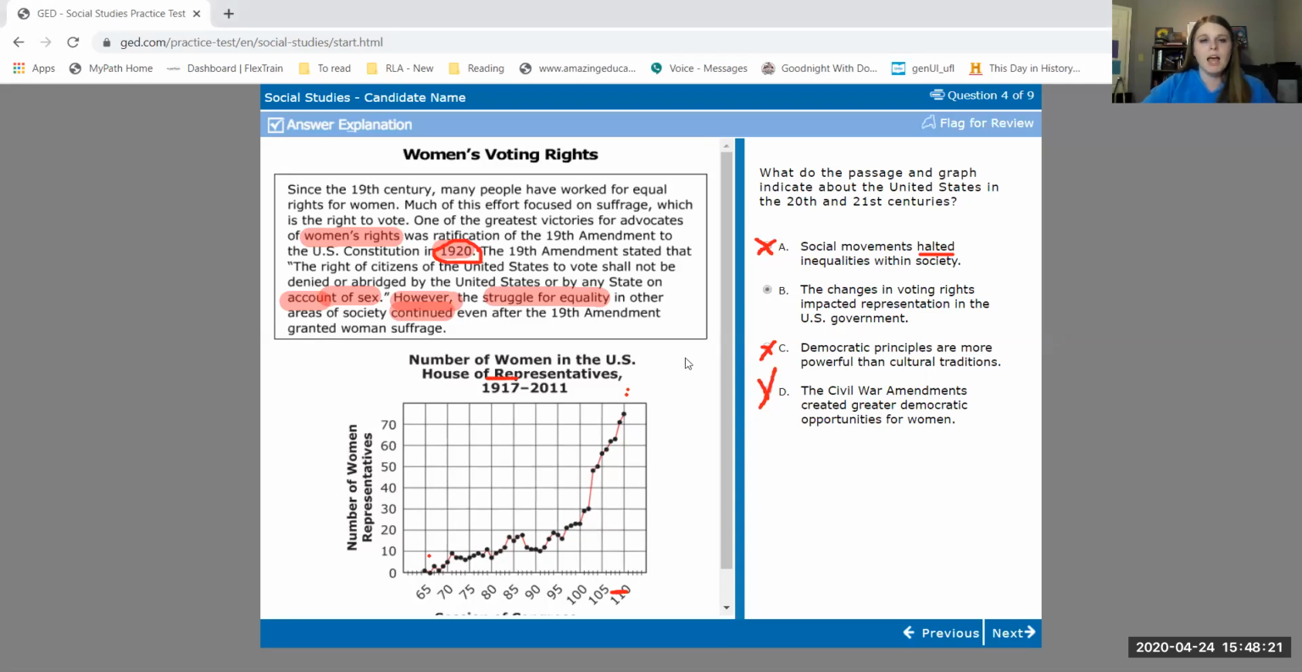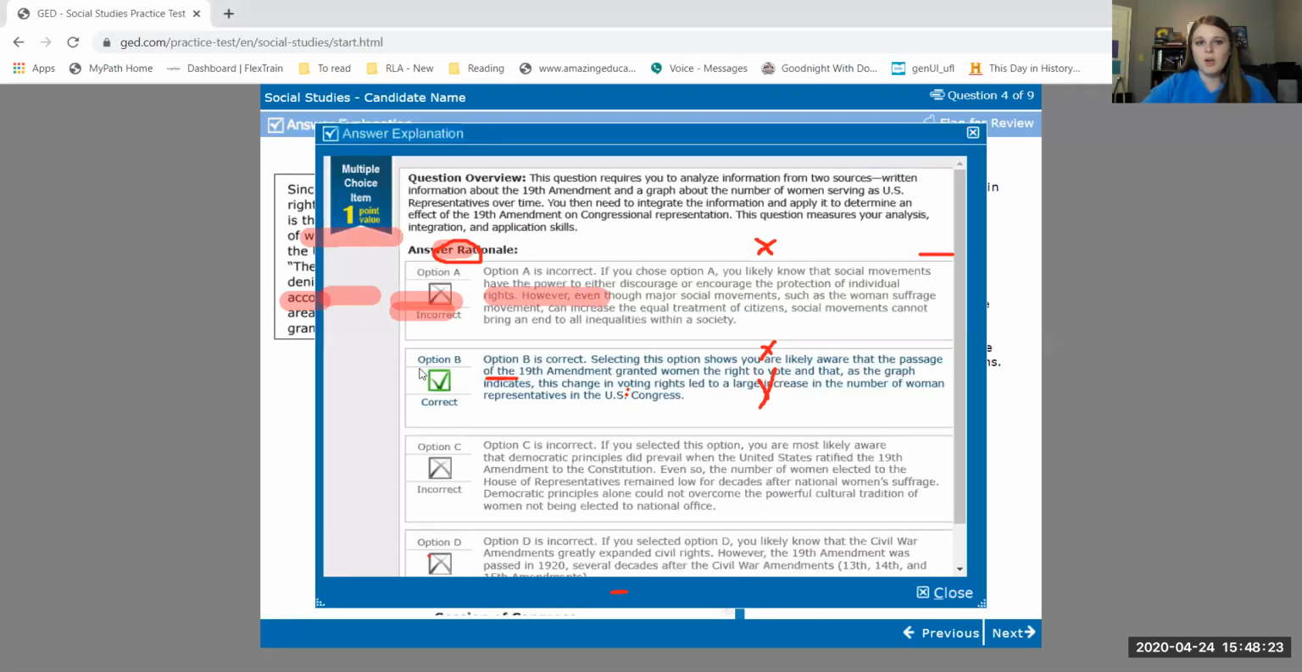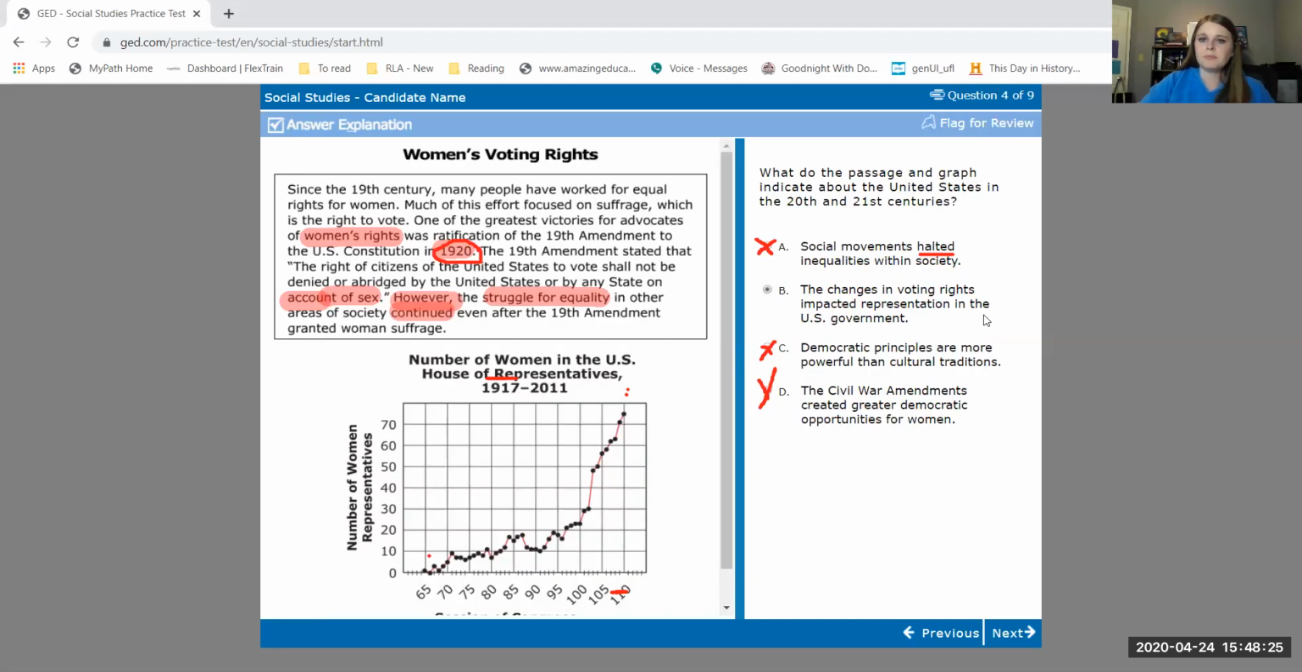It's B. And if we look at our answer explanations, it is B. We are correct. By changing the women's right to vote, there are now more women in Congress, which makes sense. As women had more power in democracy, they wanted to play a greater part in our democracy and in our government. So letter B makes sense.